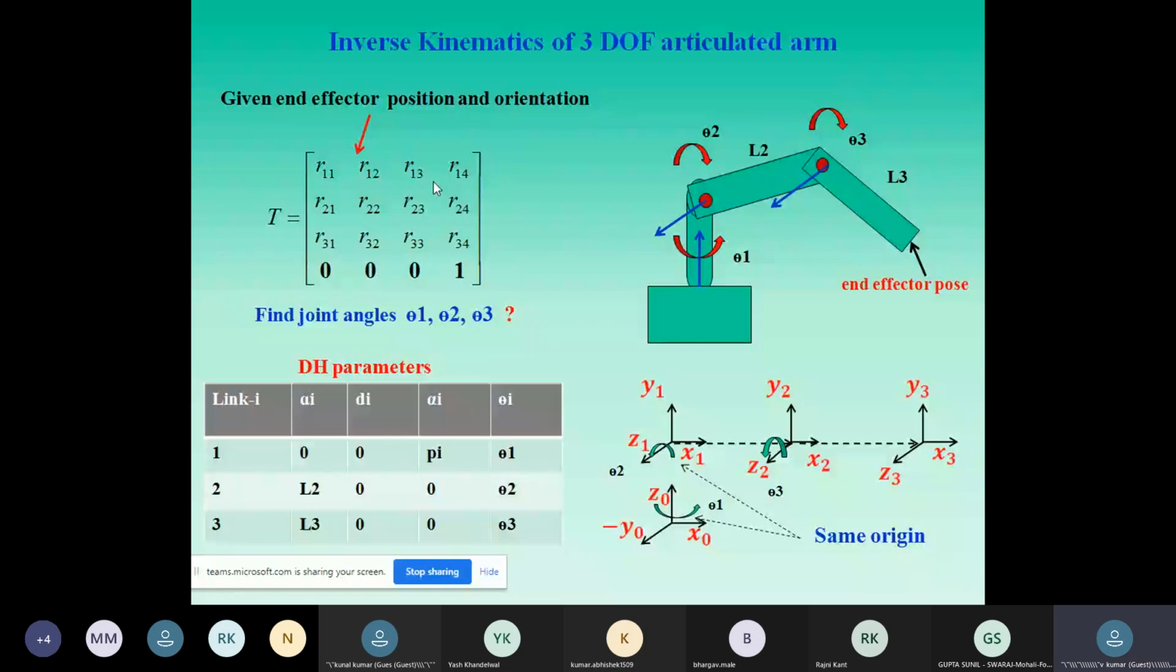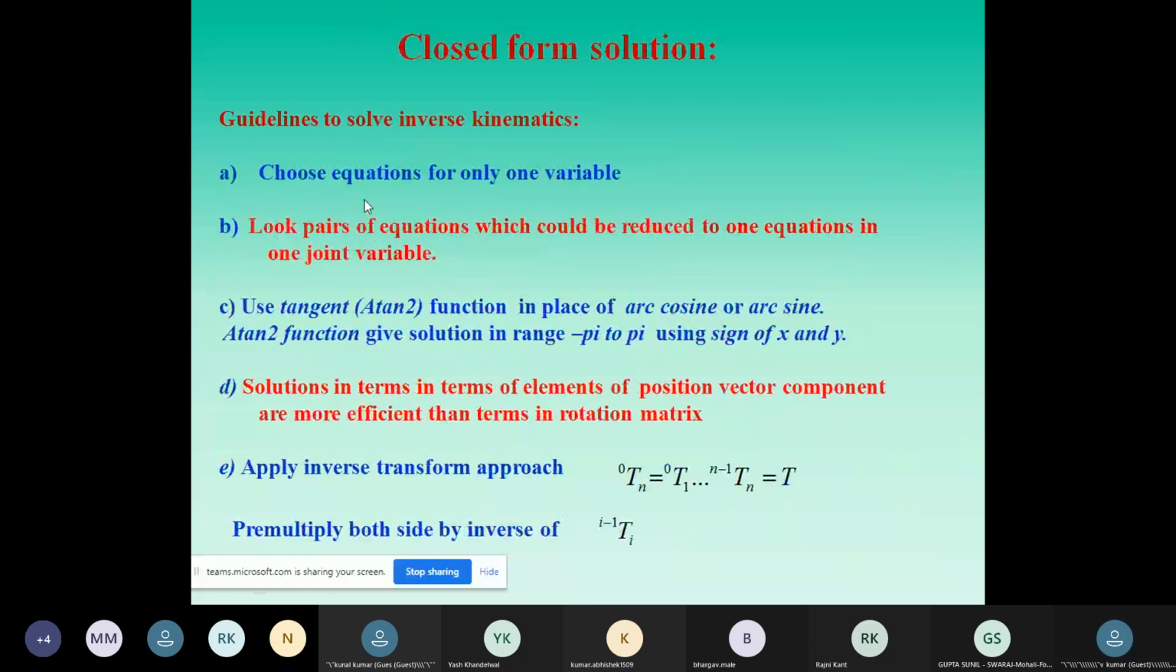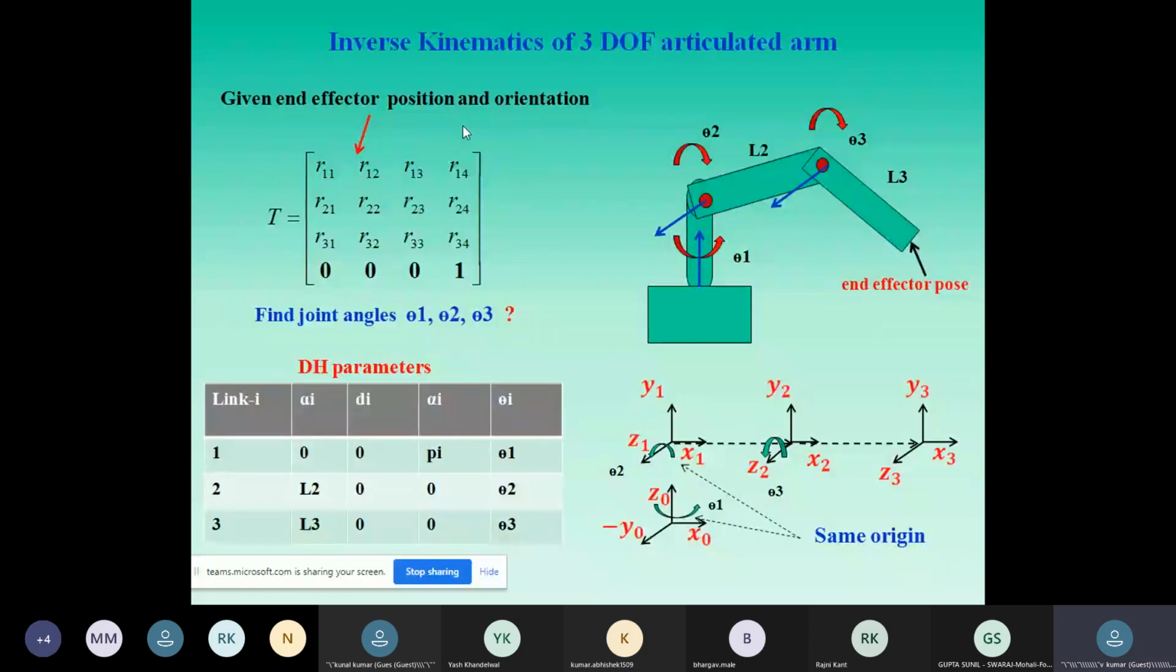Summary, again summary. First, our end effector position is given, position and rotation. Position and rotation is called the pose of the end effector. So we have written it, end effector pose. Pose means position as well as orientation. The first 3 by 3 matrix will give the rotation part, and the last column gives our position vector.